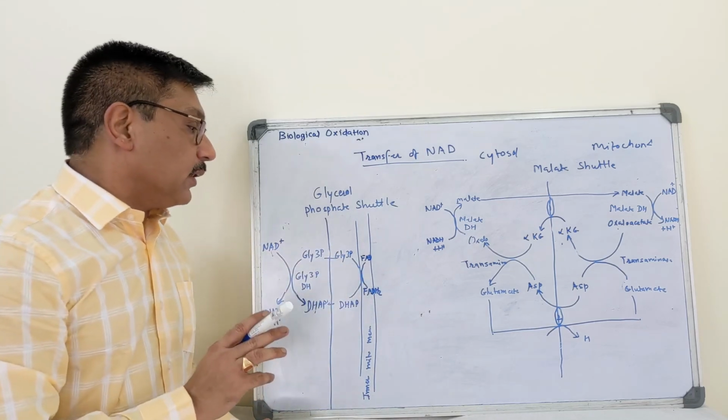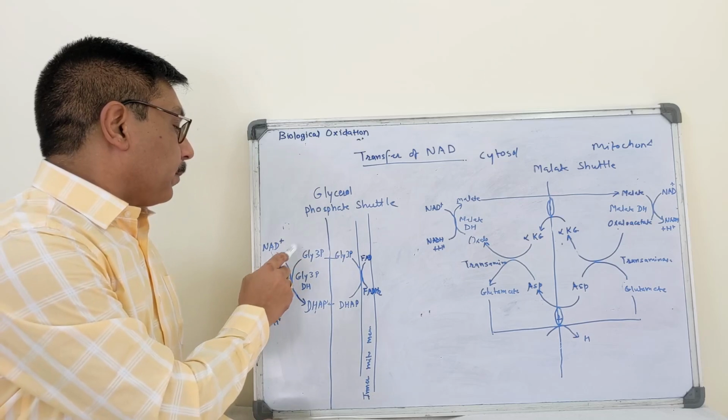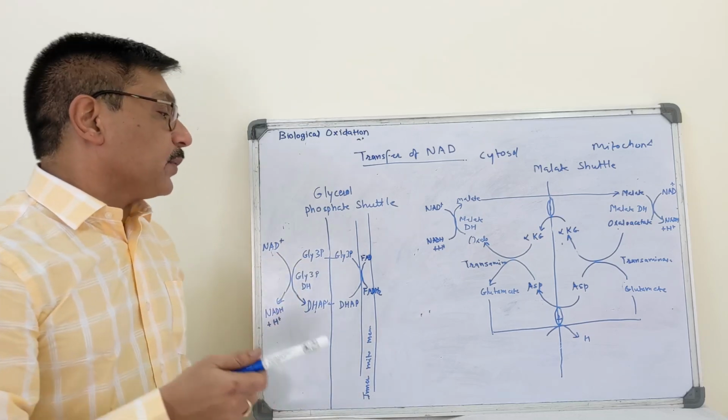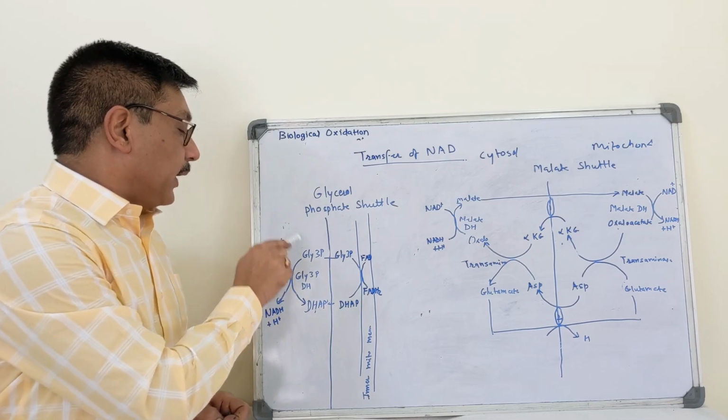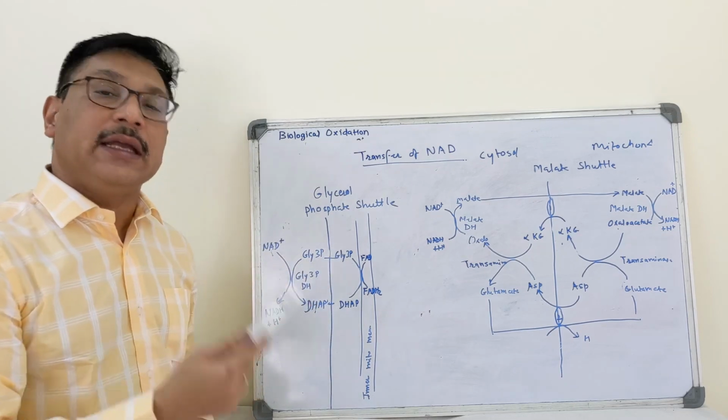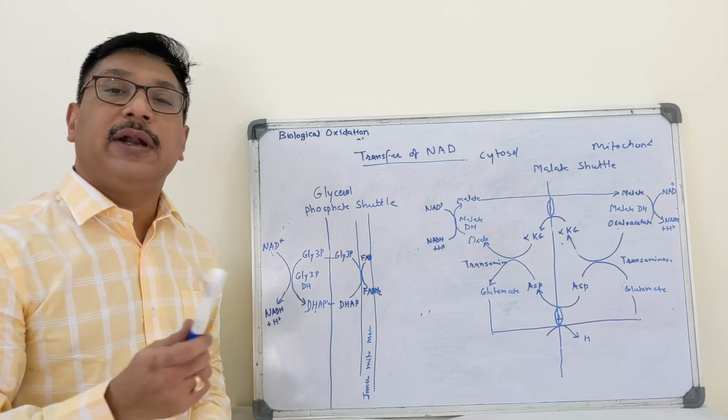So during this transportation, in the cytosol, NAD is produced. For the same reaction in the mitochondrial inner membrane, FAD is used.